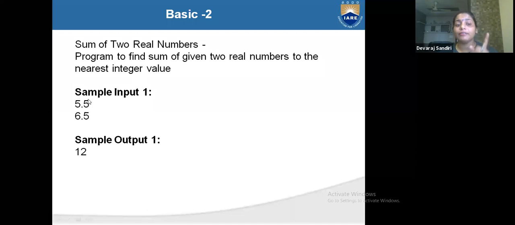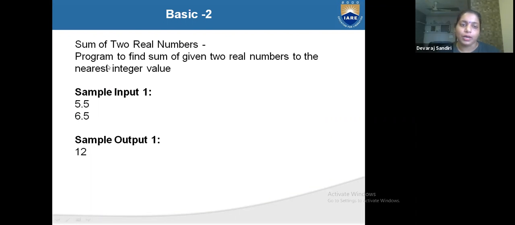But we have to give input. We have to get input from the user by using float. But we have to get output from our computer by using integer. Okay, that is our solution for this program, sum of two real numbers. Two real numbers means both should be float, and the program is to find the sum of given two real numbers to the nearest integer value.